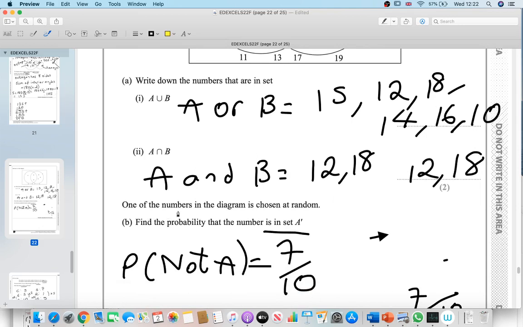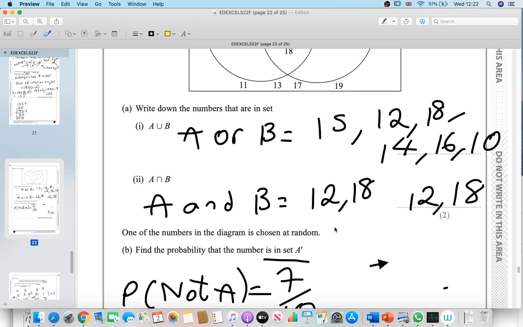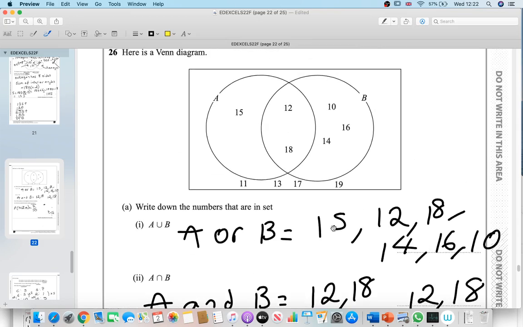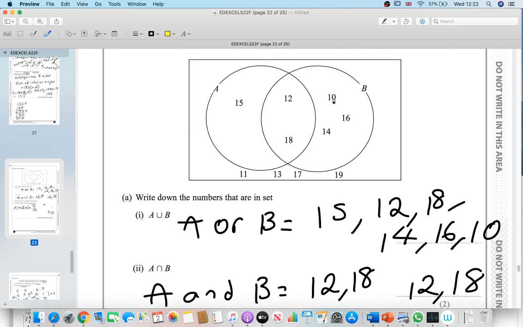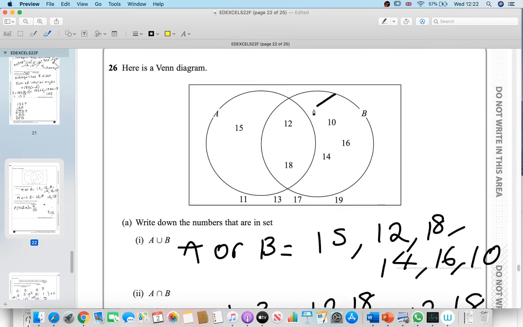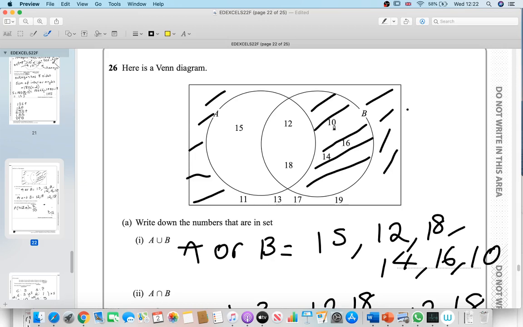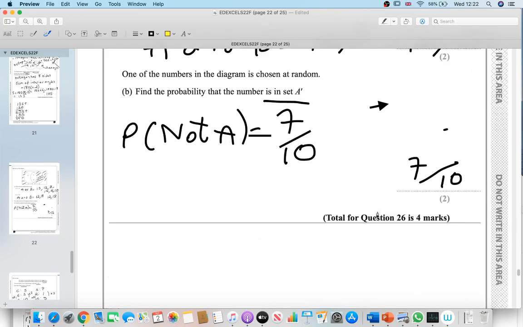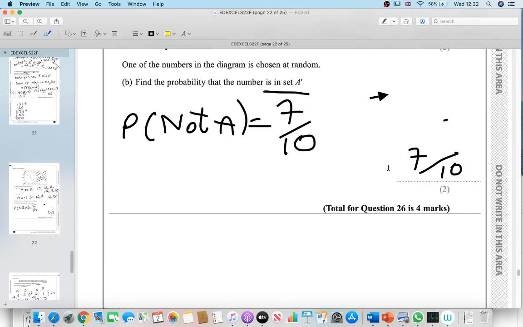One of the numbers in the diagram is chosen at random. Find the probability that the number is in set A dash. A dash means not A. So it's everything in here. I might have made a mistake here. So everything not in A. So it's gonna be all this here. It's 3 numbers, and then I've got everything on the outside. So not A will be everything on the outside too. So it's all these numbers, 1, 2, 3, 4, 5, 6, 7. So I'm right actually here. So it's 7 out of 10.